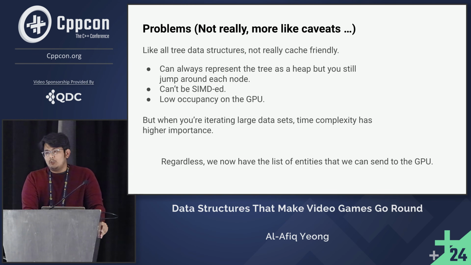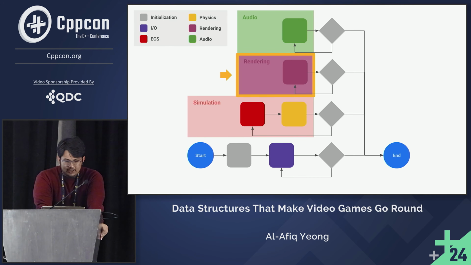But when you're iterating over large data sets, the data complexity becomes much larger because of all the cache misses. But regardless, we now have a list of entities that we can send over to the GPU. So we package all of that information and send it to the renderer.